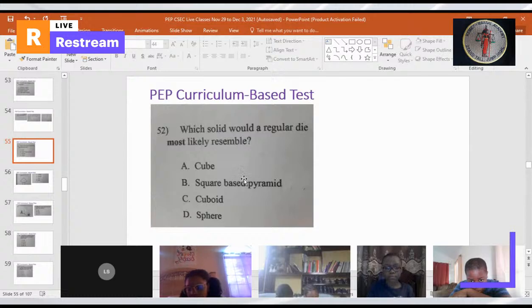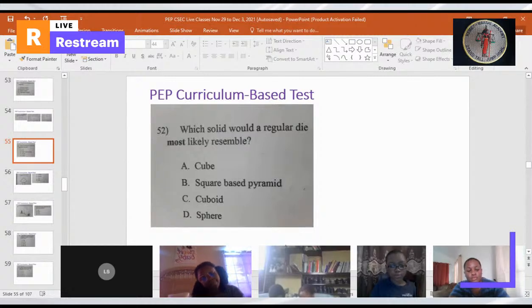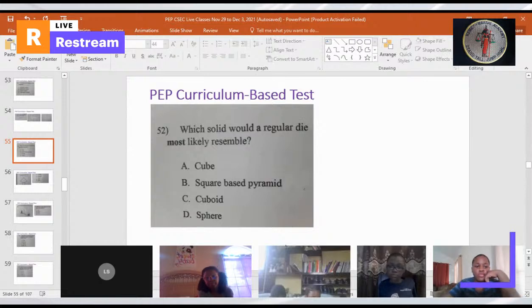Number 52, which solid would a regular die most likely resemble? A cube. A cube is a square box, and the die is a cube, with 6 faces that are equal sides.